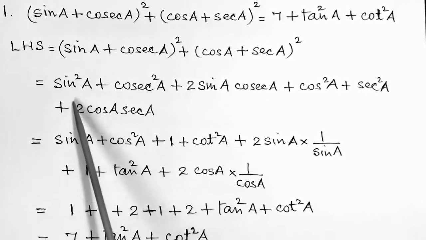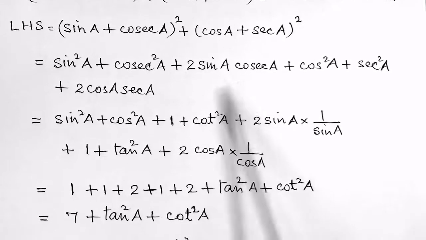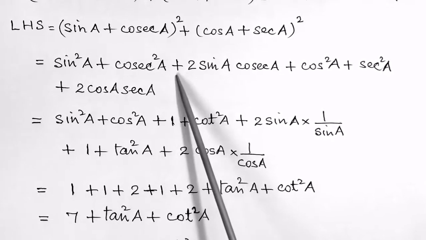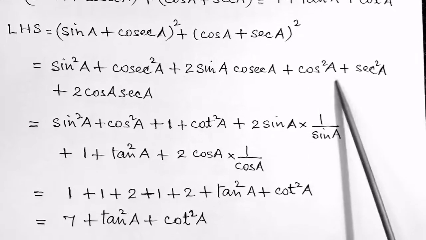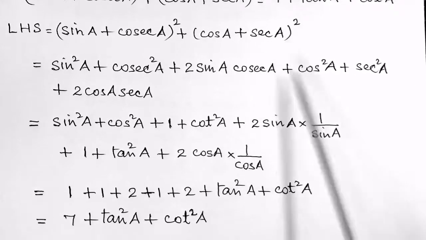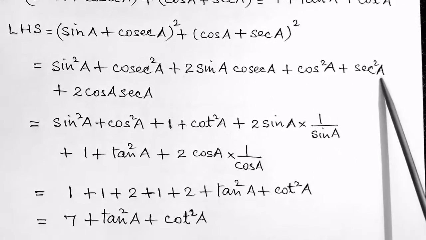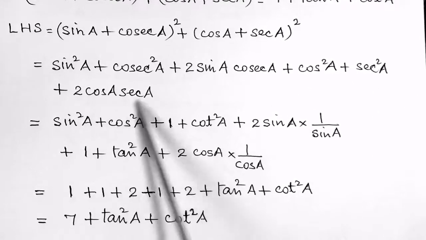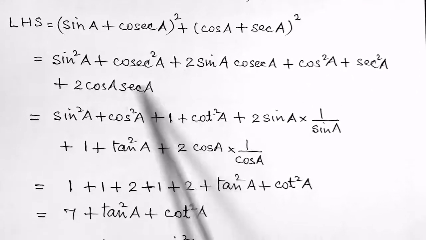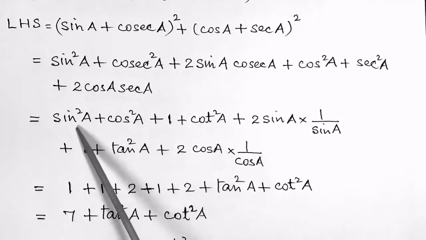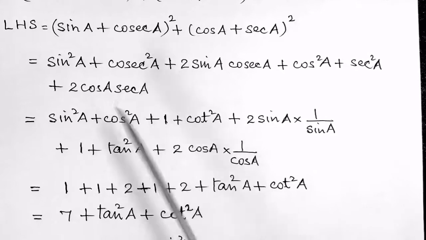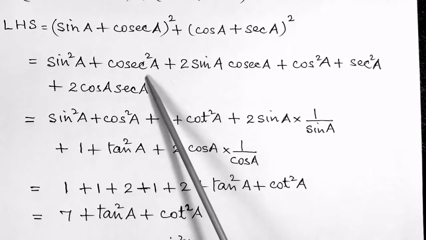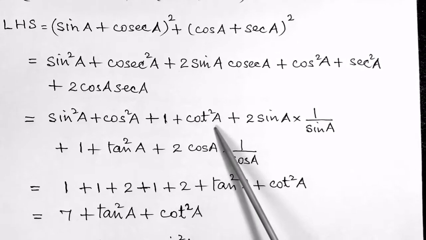So I've used the formula a² + b² + 2ab. So sin² A + cosec² A + 2 sin A cosec A, plus cos² A. Similarly, use the formula for the other one. So cos² A + sec² A + 2 cos A into sec A. Then sin² A as it is. Then I have written this cos² A here. Then cosec² A I have changed to 1 + cot² A, right?